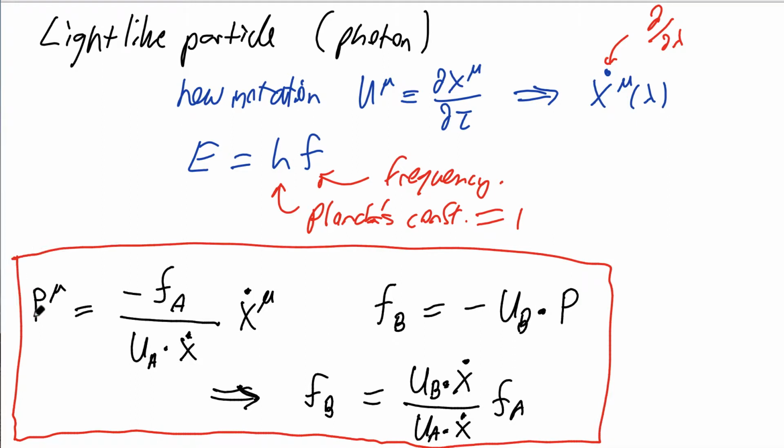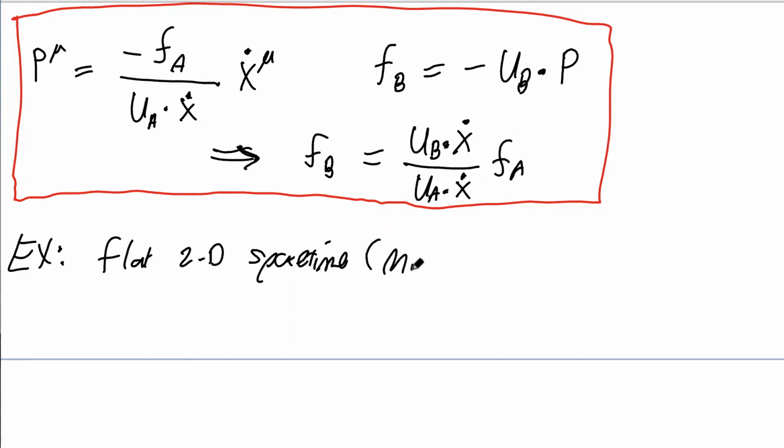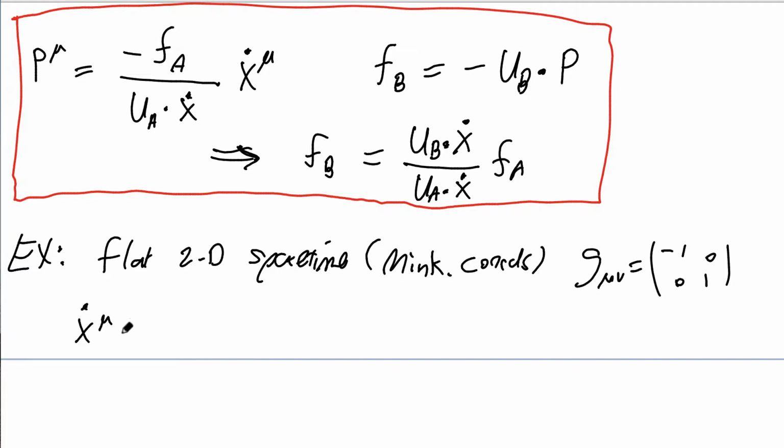Let's look at an example. So let's take flat two-dimensional space-time with Minkowski coordinates. So the metric is just minus 1, 0, 0, 1. And now for the photon world line, let's take the tangent to be 1, 1. So here's our Minkowski diagram, and here's the world line of the photon.